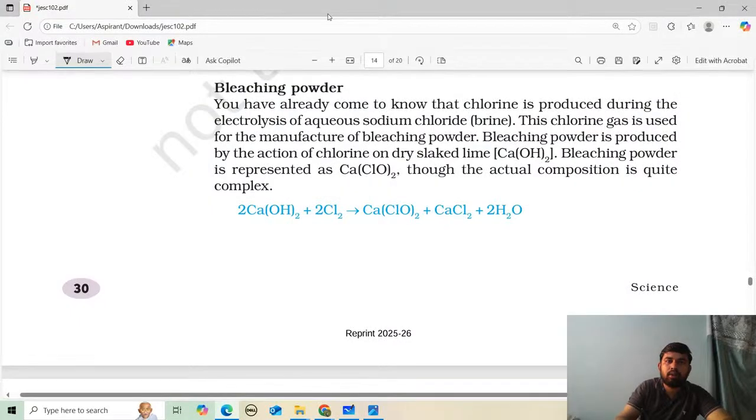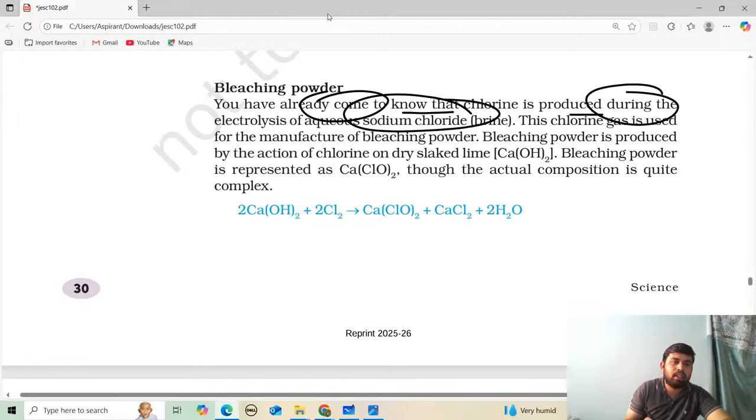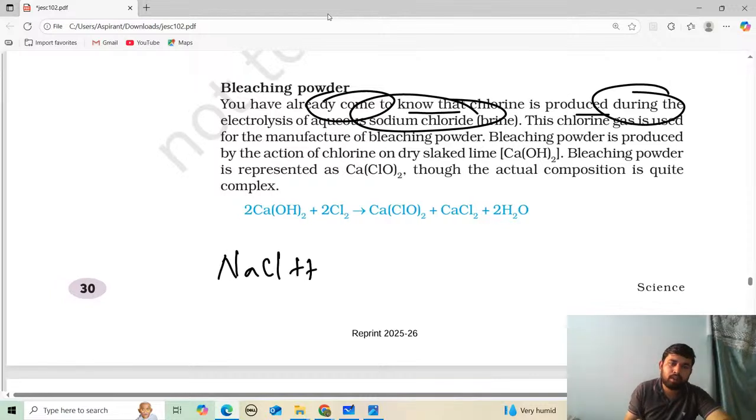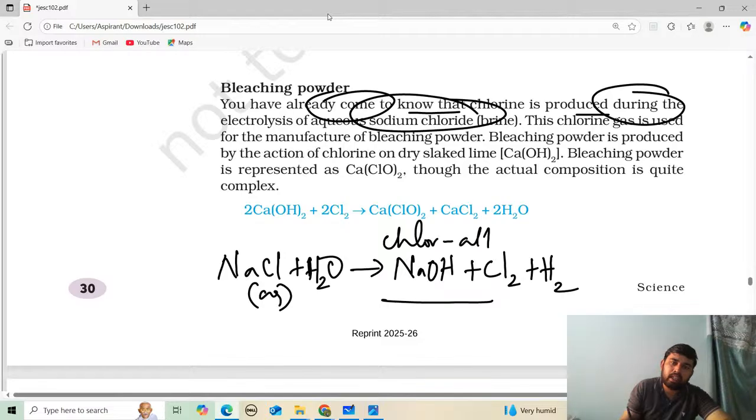Now, you have already come to know that chlorine gas is produced during the electrolysis of aqueous sodium chloride. We discussed this reaction: NaCl plus H2O gives rise to three main products, sodium hydroxide, Cl2 and H2 gas. This is what we call the chlor-alkali process.